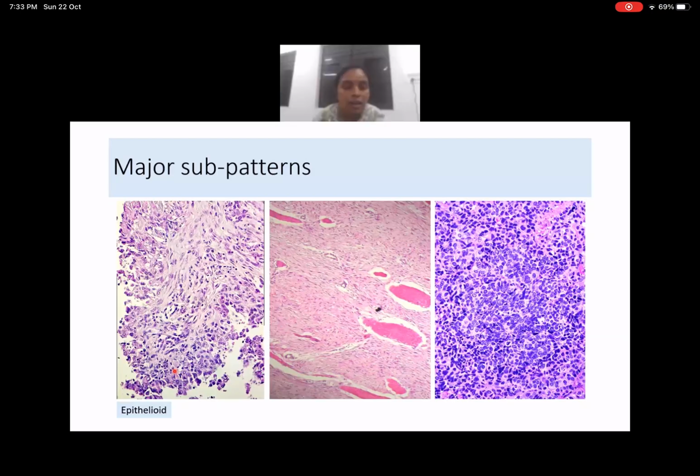What defines a mesenchymal pattern, please, Anjana? Spindle cell, a spindle type of cell. Spindle or stellate cells, okay? And it doesn't matter what the derivation of those spindle or stellate cells is.